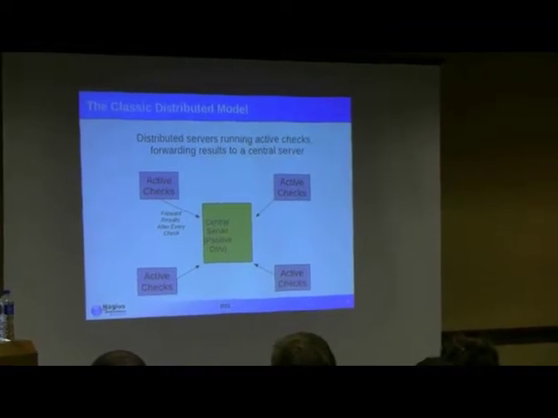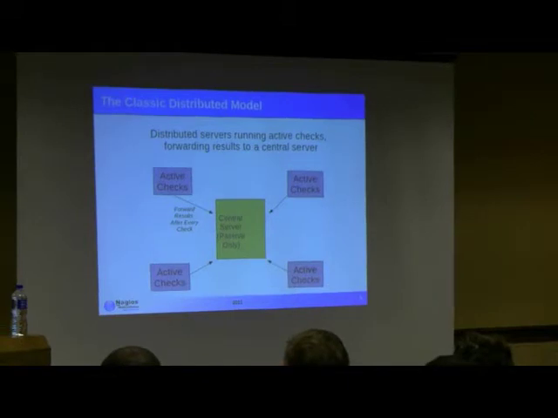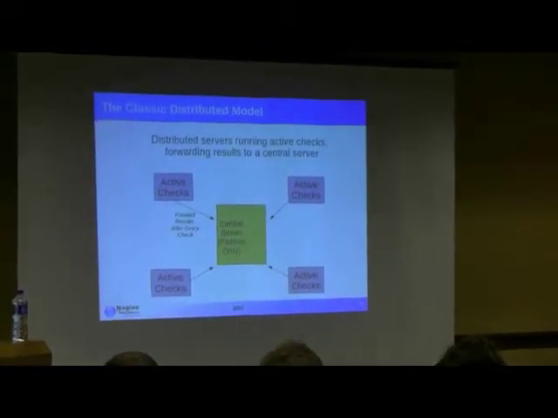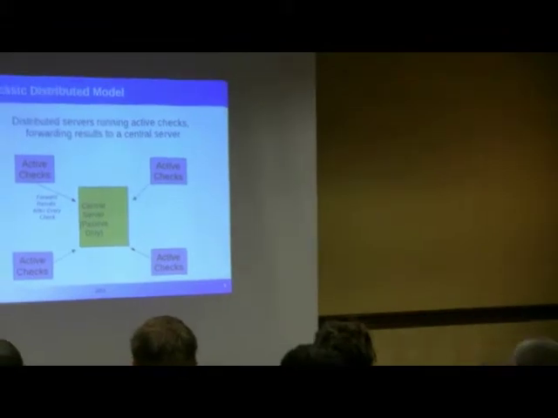So the first model I'm going to cover, I call it the classic distributed model. And this is actually straight out of the Nagios Core documentation. You can find this in the core manual. I redrew the diagram, and of course my image didn't come out straight, but that's all right.